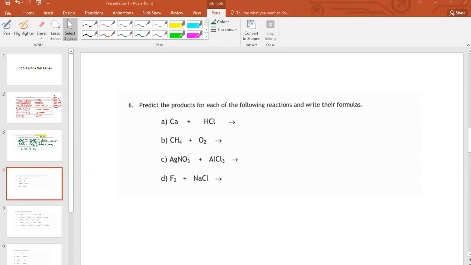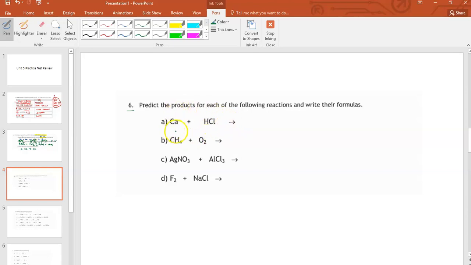Okie dokie, artichoke. We are on to number 6 from our practice test. In this case, we are using a little bit of synthesis of the last 2 questions. So we identified reaction types in number 4. How do we use the type of reaction that it looks like it ought to be to predict what the products should be, and then write the correct formulas for those products?